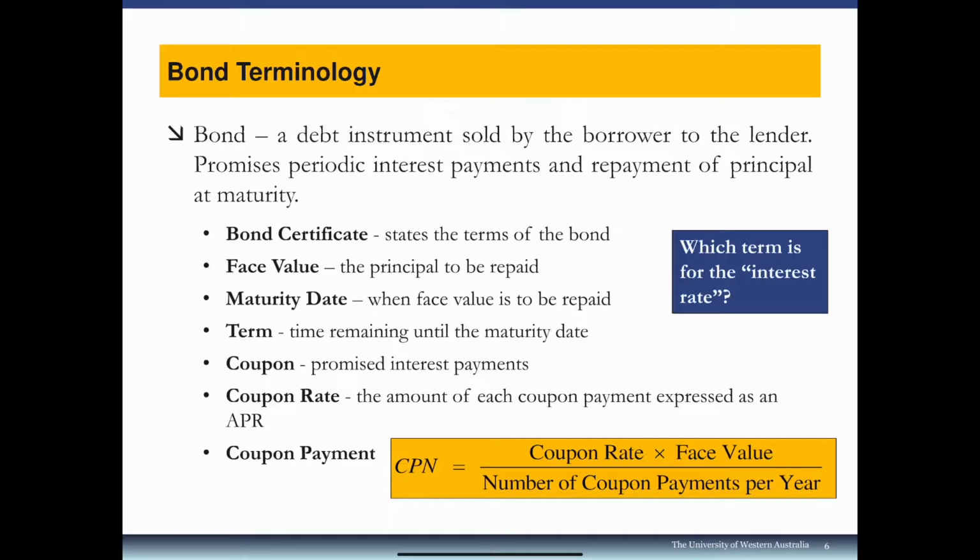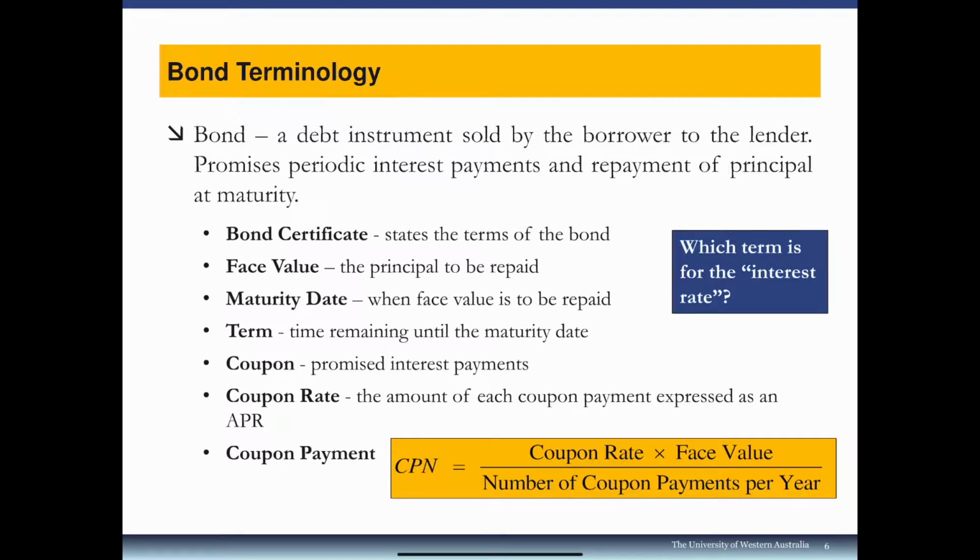So most likely it's every 6 months. You also see every quarter, right? But you don't get more frequent than that. And coupon rate is the amount of each coupon payment expressed as an APR. So basically coupon rate is coupon divided by face value. You can also think about it this way: the coupon payment equals the coupon rate times the face value divided by the number of coupon payments per year. So we have an example to show you how to calculate that.